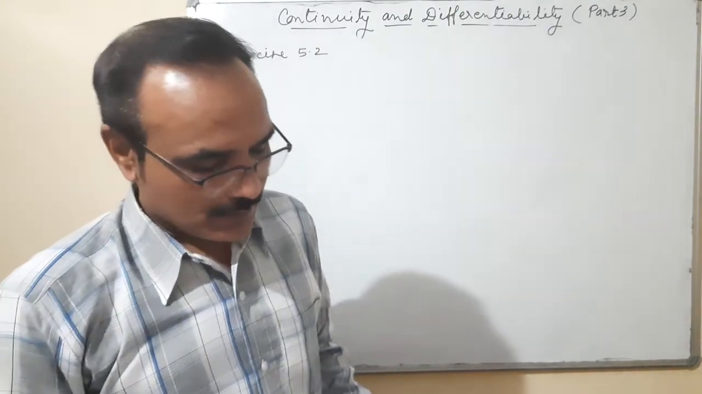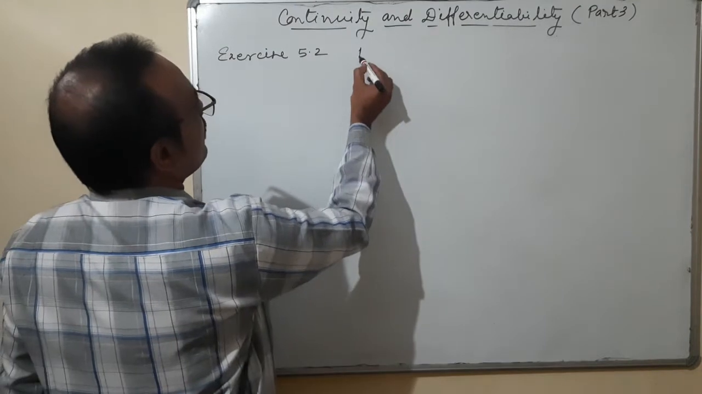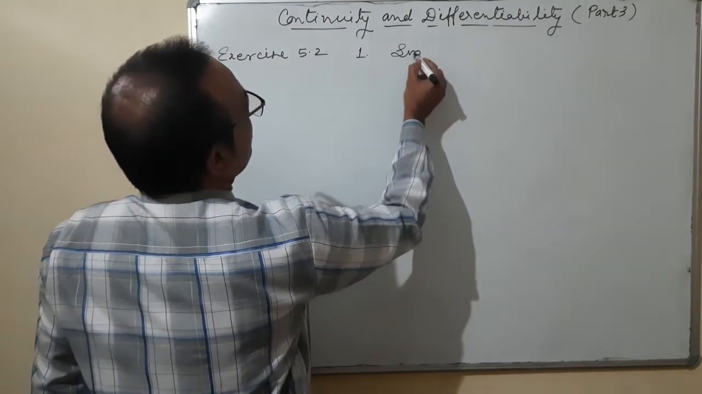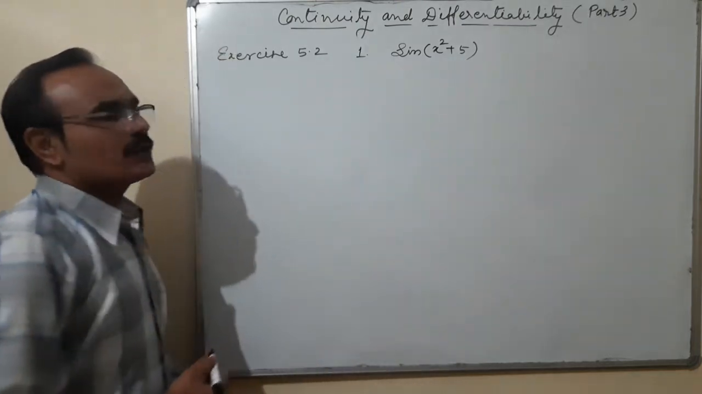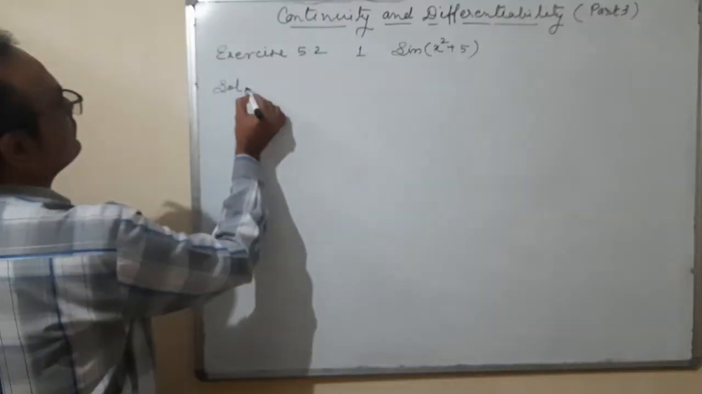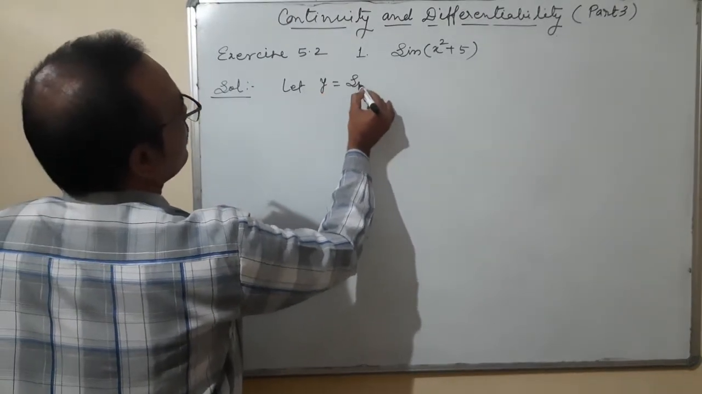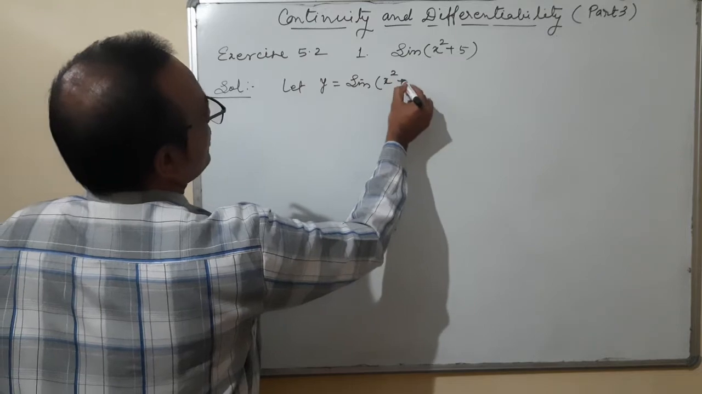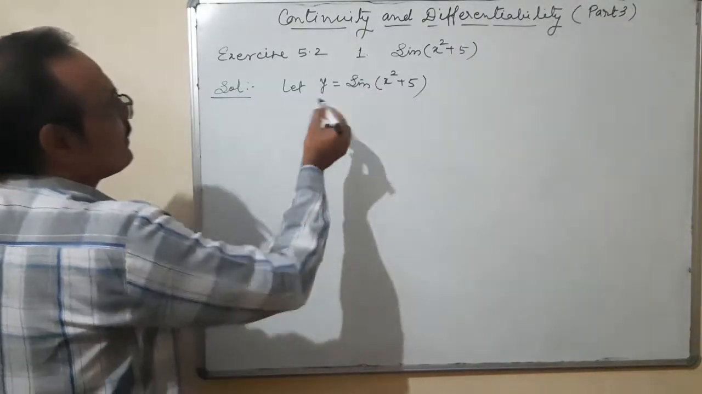Okay. Question number 1, sin of x square plus 5. And what is the question? Differentiate with respect to x. Let y is equal to sine of x square plus 5. Got it?